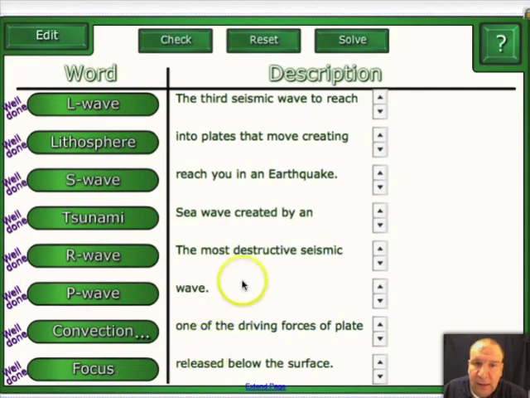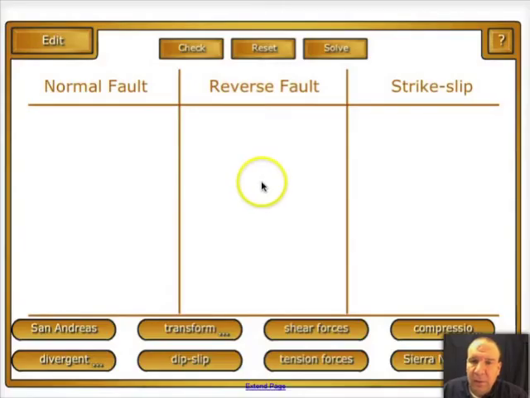Well done. Now, what did I remember about the R wave? I remembered that it's the most destructive. And the third seismic wave to reach you is the L wave. So how did you do? So we got one more set of vocab words to go through. So again, pause, see if you can get them, and then listen to what I have to say.